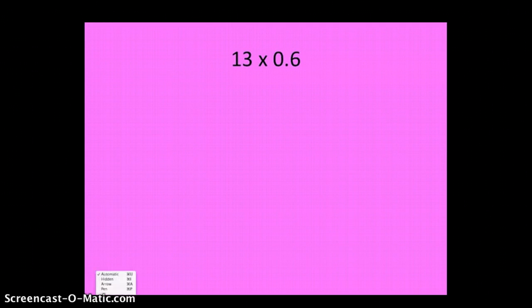Moving along to the next one, we have 13 times 6/10. Okay, so let's write it out. So 13 times 6/10. So let's just multiply them like they're whole numbers here. 6 times 3 is 18. We carry the 1. 1 times 6 is 6, plus 1 is 7.